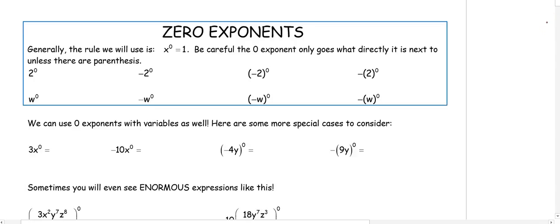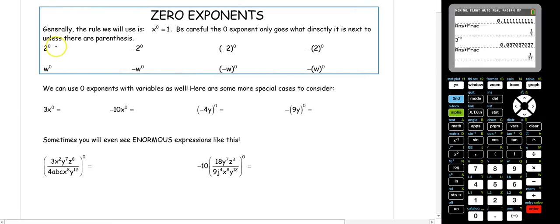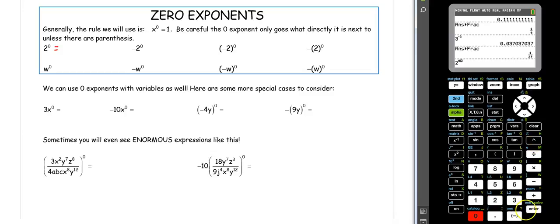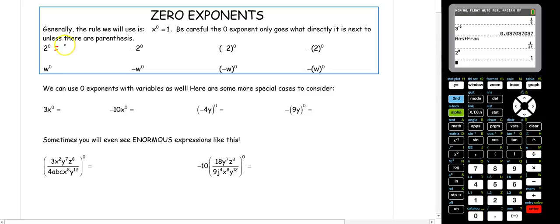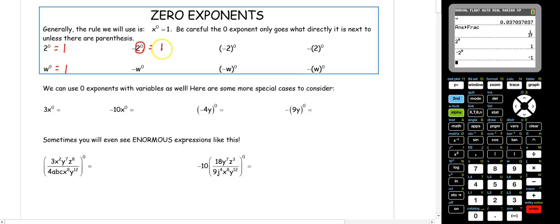So 0 exponents. The general rule is that x to the 0 power is equal to 1. But we got to be careful because the 0 exponent only goes to directly what's next to that exponent. So in this case, 2 to the 0, we already did that one earlier. 2 to the power of 0, we got was 1. The same thing happens with w to the 0. It's also 1. Now, when we have negative 2 to the 0 without the parentheses, this 0 exponent is only going to the 2. It's not taking care of the negative. So in our calculator, negative 2 to the power of 0 is negative 1, because it's really negative 1 times 1, which is negative 1.